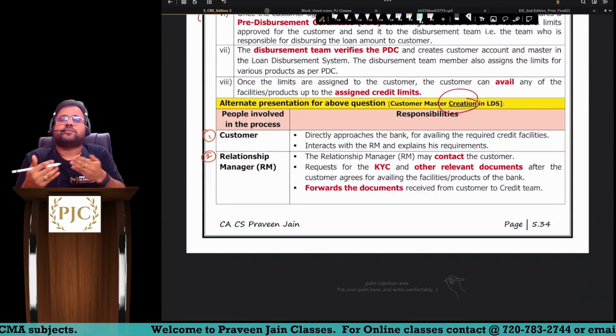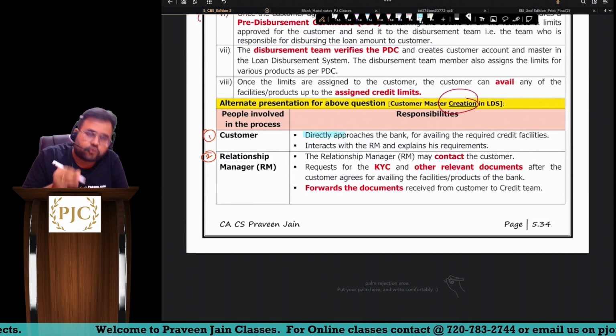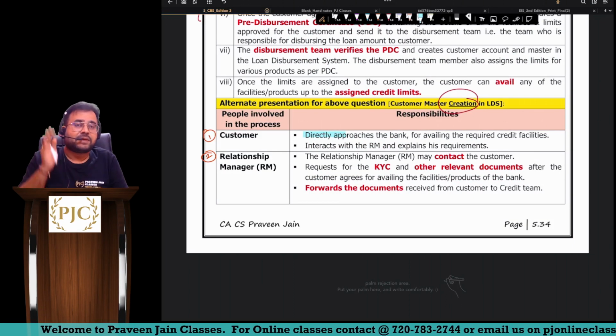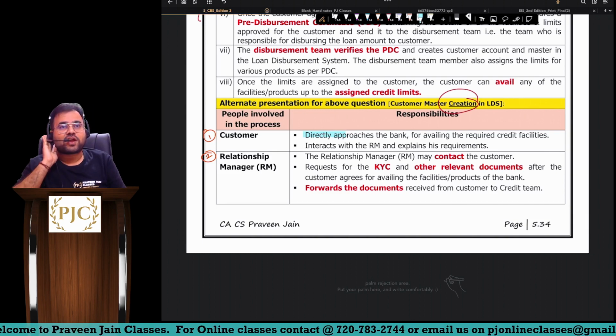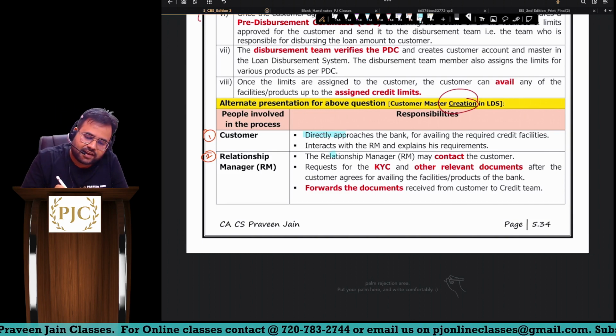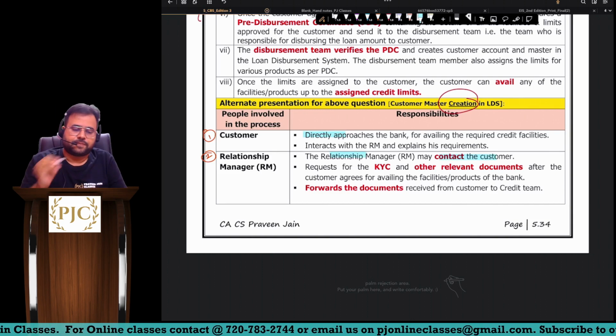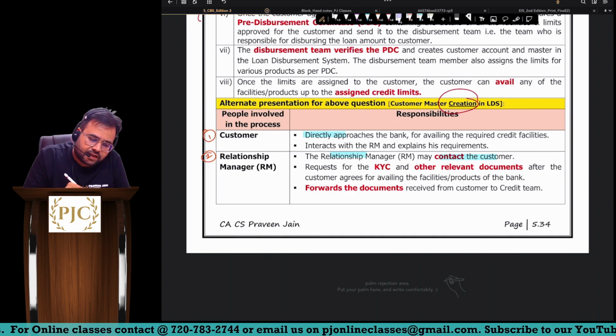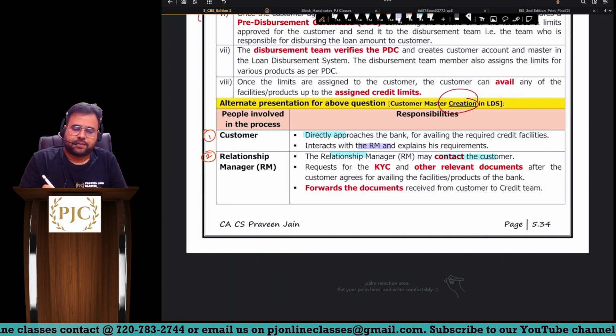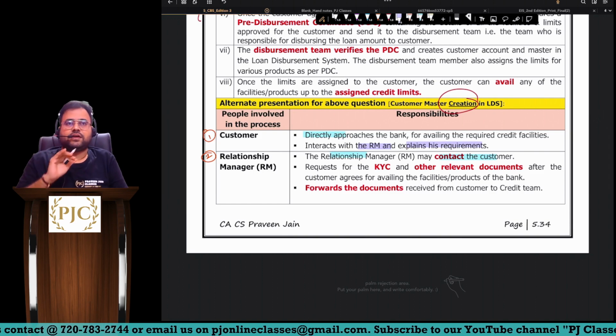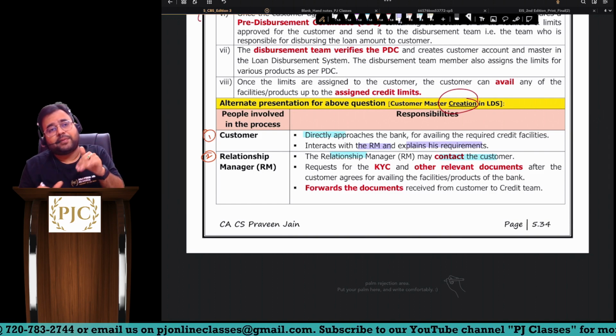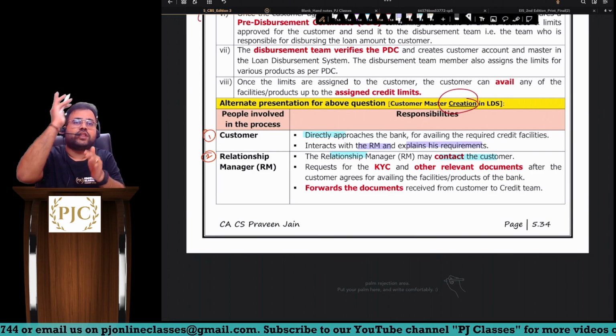If the customer wants a loan, either the customer may approach directly, or sometimes can I say banks also keep on calling the customer about loans. So the relationship manager may contact the customer. Next, after that, the customer is going to interact with the RM, explain his requirements, and the RM is going to tell the benefits.